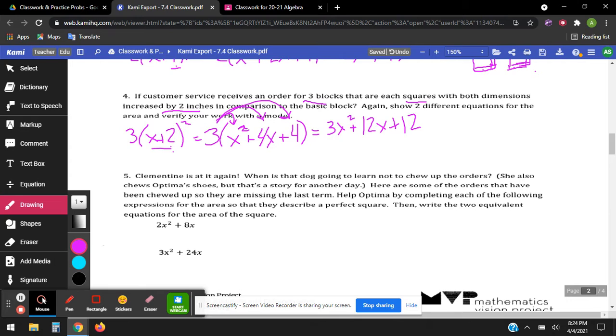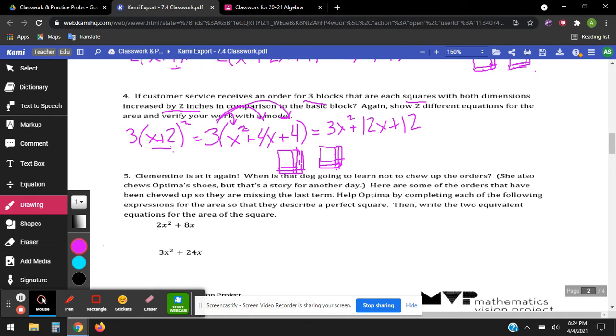So what this looks like is I have x, and then it's plus 2 on both sides, x plus 2. Not great. That is not a great picture. On both sides.